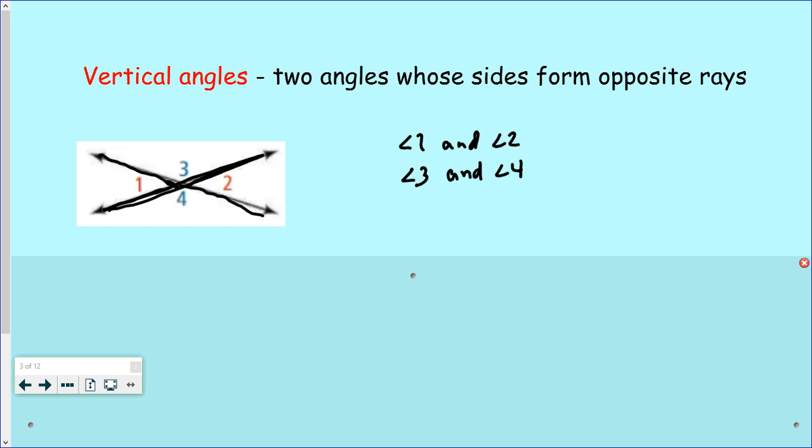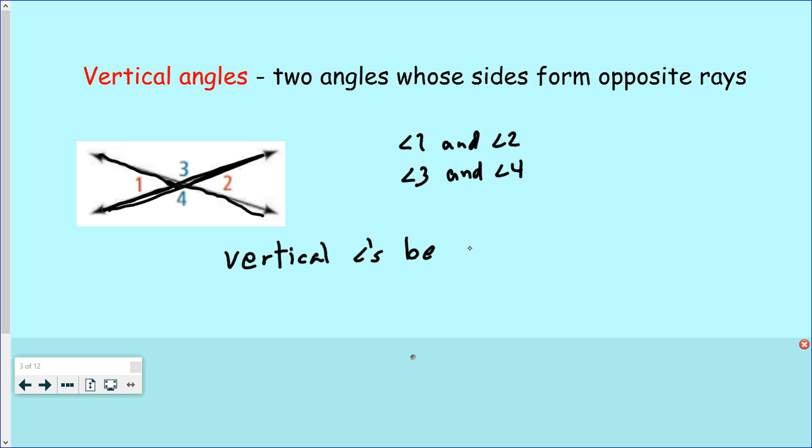Vertical angles are always going to be formed when two lines intersect, as in the diagram. The key information about vertical angles is vertical angles will always be congruent. And again, congruent means the same size. So angle 1 and angle 2 are congruent, which means they have the same measure. If angle 1 is 70 degrees, angle 2 also has to be 70 because they're vertical.